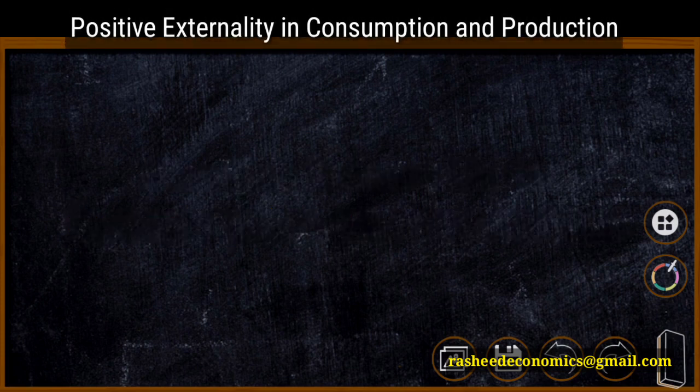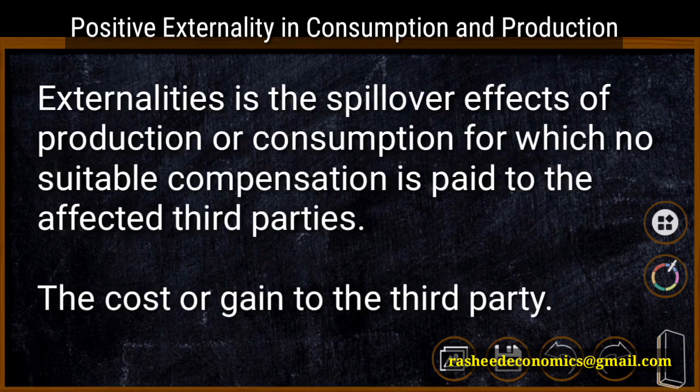We know that externality is the spillover effects from production or consumption for which no suitable compensation is made or paid to the affected third parties. The effect on third parties may be in the form of cost or gain. It is the spillover effect on a third party where no compensation is paid.